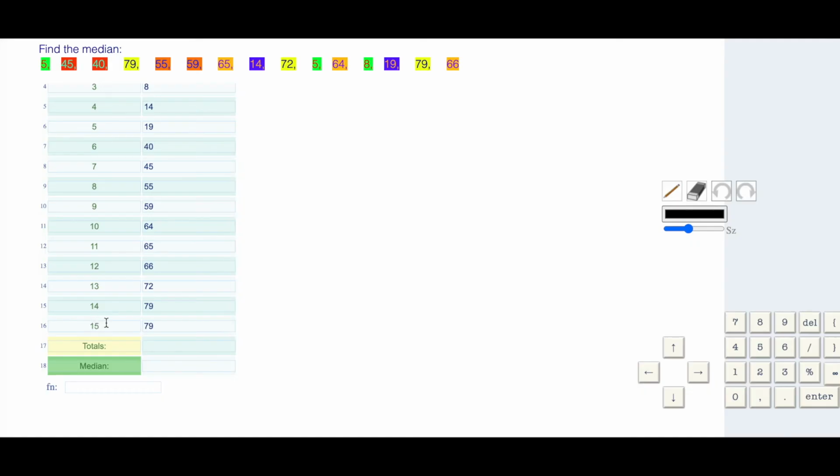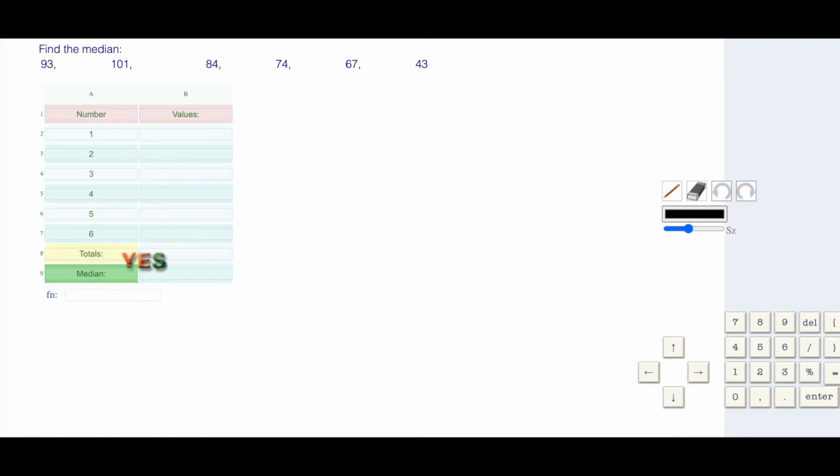Add 1, 16, divide by 2 is 8. The middle is the 8th, it's 55. You can write the 55, or I can just go like equals and click on the 55. 55. And then there we go. If you happen to make a mistake, it'll tell you what the right answer is, and you press the OK, I see the correct answer button.